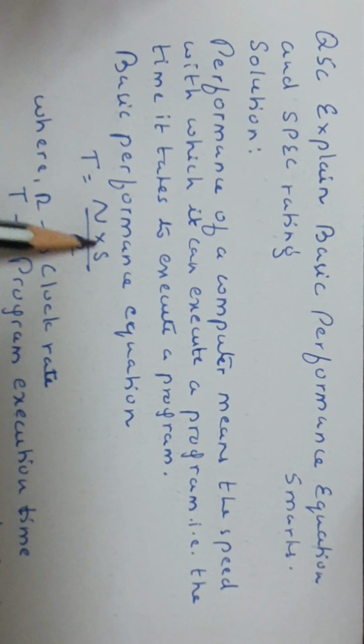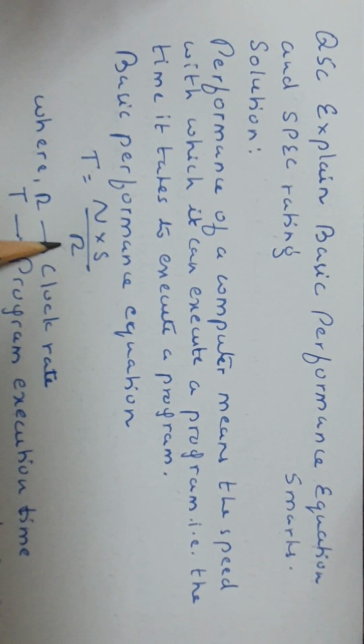T equal to N into S upon R, where R is the clock rate, that is the number of cycles per second. To different parts of the computer, clock pulses are given and events are initiated by the edges of the clock, either the positive edge or the negative edge. In the execution of an instruction, the steps involved are such that each step will be completed within one clock cycle of time.